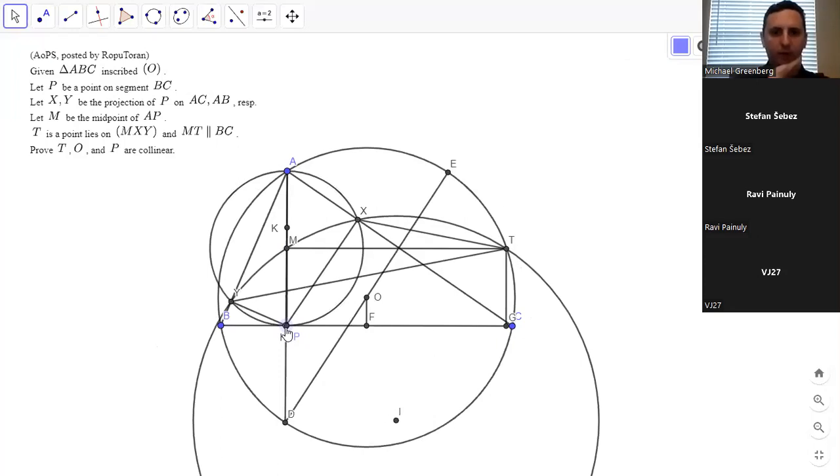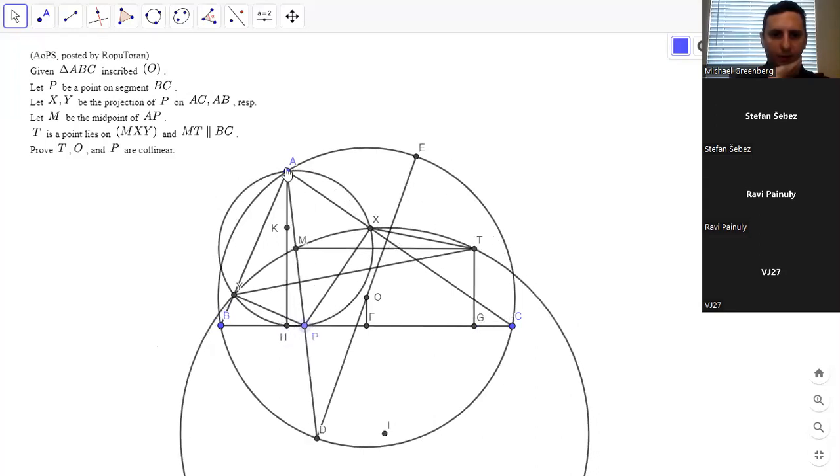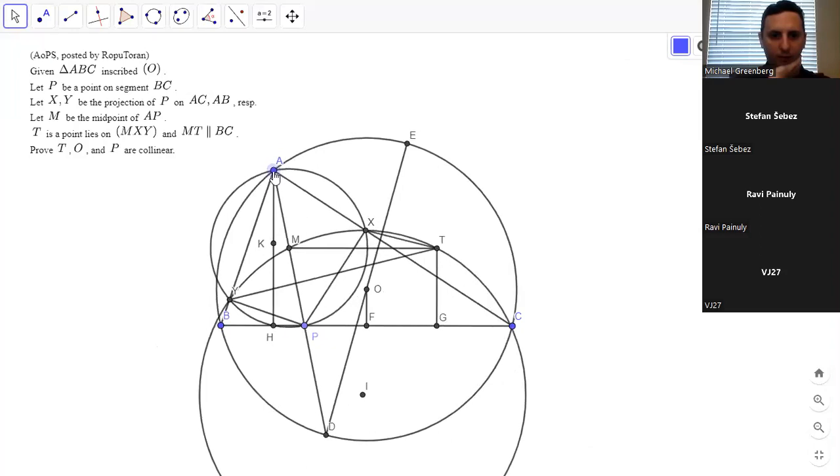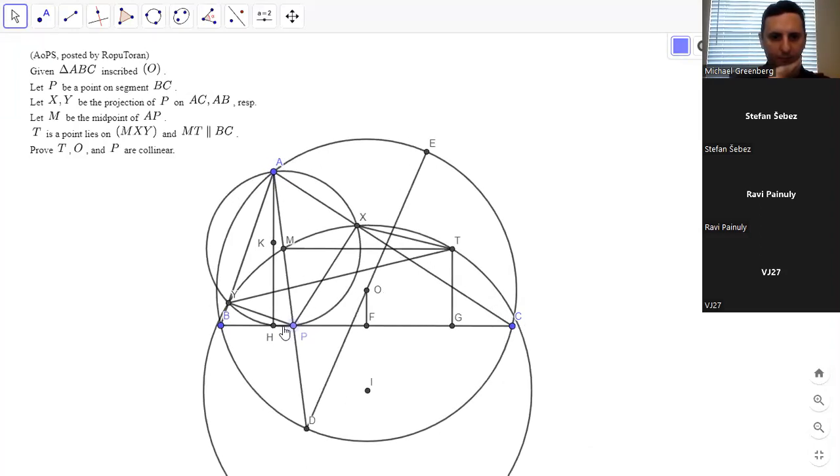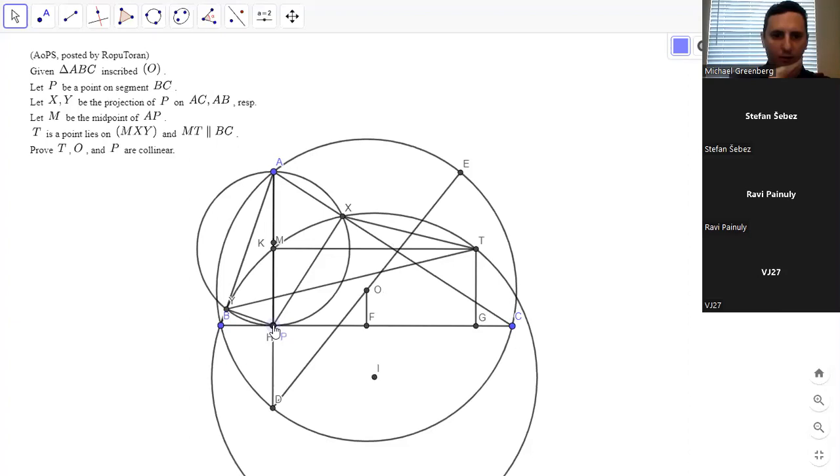If P equals H, does T lie on the circumcircle of ABC? I think that's a coincidence, because if I change triangle ABC a little bit... Yeah. So if P equals H, they're tangent here. And we want to find PF over PG.